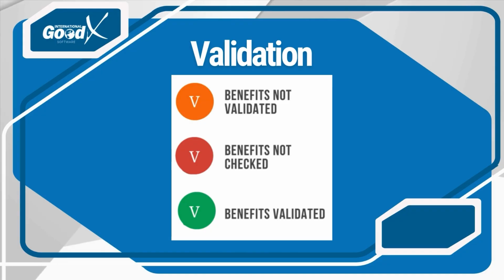The V icon stands for validation. Orange means benefits have not yet been verified. This might happen if validation was skipped during booking. Red means the patient hasn't been added as a debtor. Without that, the system can't check their medical aid info. Green means the medical aid details have been successfully validated. The practice can confidently proceed with treatment.